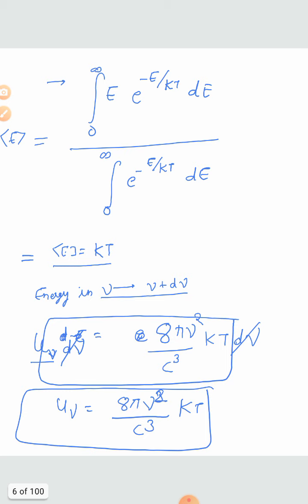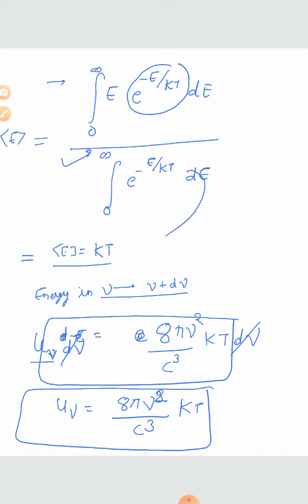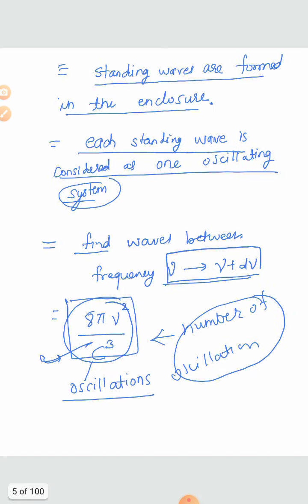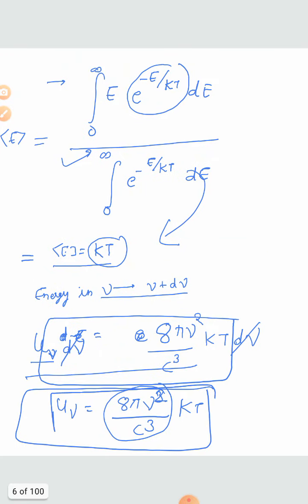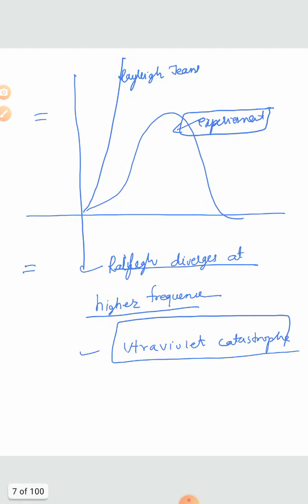Then he found the average energy. He got the value e raised to power minus E by kT, and he found the average of it, and its value came out to be kT. So for one oscillation it came out to be kT, and for n oscillations it is multiplied by the number of oscillations that we found. So 8 pi nu square by c cube into kT. This was the Rayleigh-Jeans equation, but it also created a catastrophe. What was that catastrophe? The ultraviolet catastrophe.